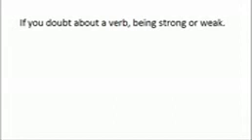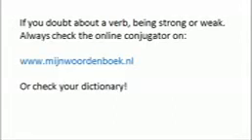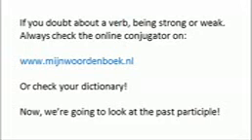If you doubt whether a verb is strong or weak, always check the online conjugator on www.mijnwoordenboek.nl or check your dictionary. Now we're going to look at the past participle.